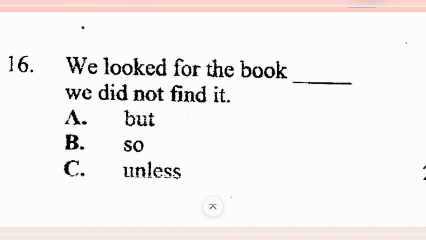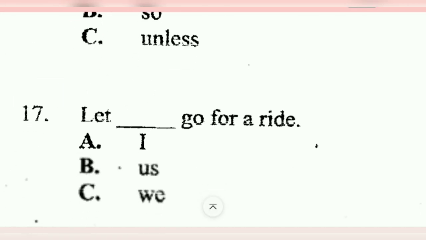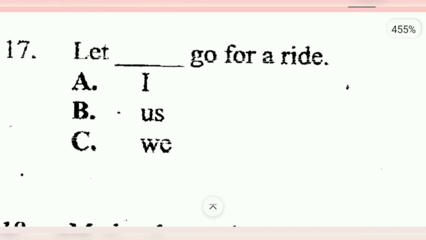All right? Number 16. We looked for the book. We did not find it for the book. So is it that we looked for the book? A, but we did not find it. B says we looked for the book, so we did not find it. C says we look for the book unless we did not find it. It is but. We looked but we did not find it. Have you ever said, I went to the shop but the shopkeeper was not there?